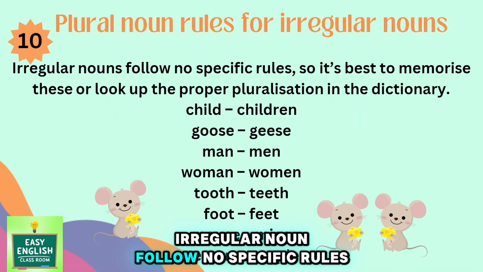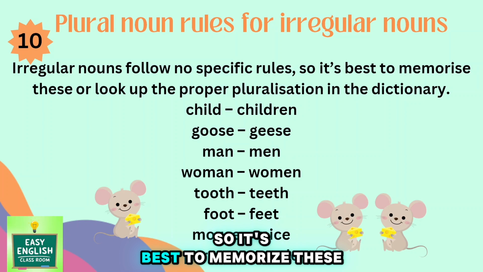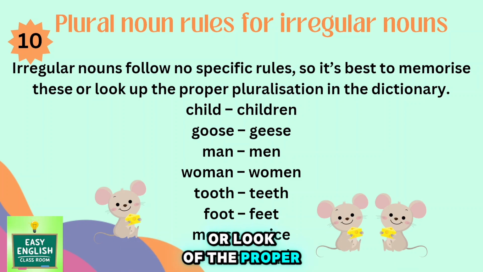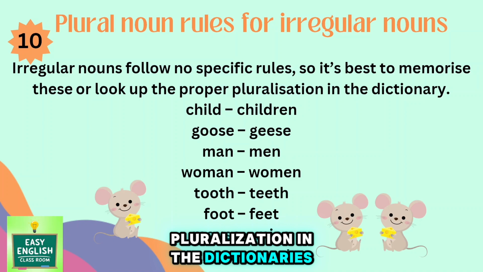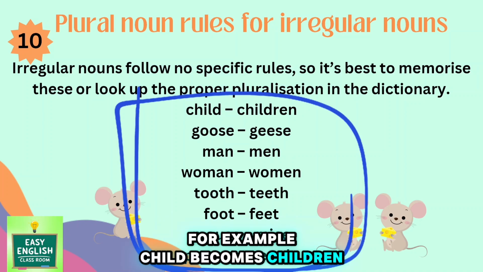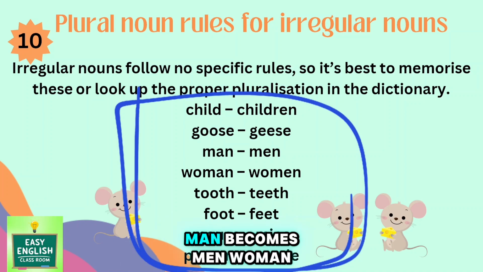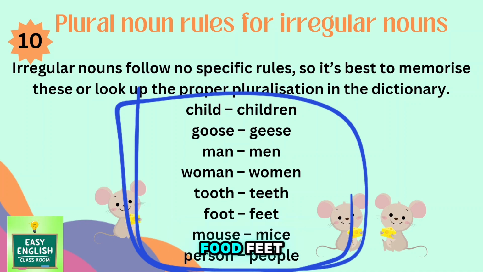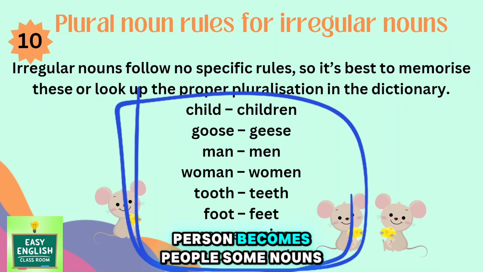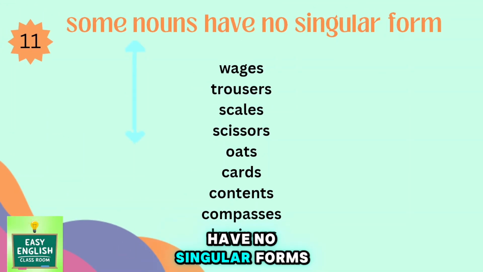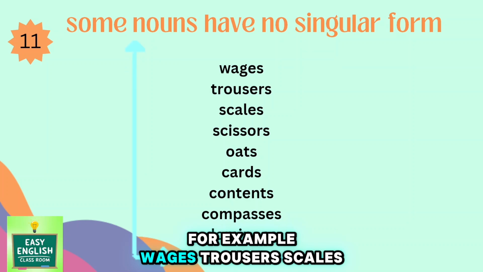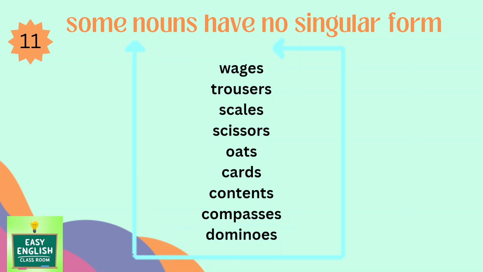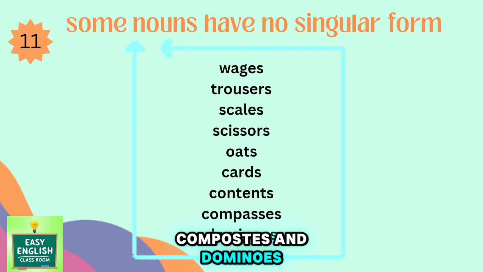Irregular nouns follow no specific rules, so it's best to memorize these or look up the proper pluralization in the dictionary. For example, child becomes children, goose, geese, man becomes men, woman, women, tooth, teeth, foot, feet, mouse, mice, person becomes people. Some nouns have no singular forms. For example, wages, trousers, scales, scissors, oats, cards, contents, compasses, and dominoes.